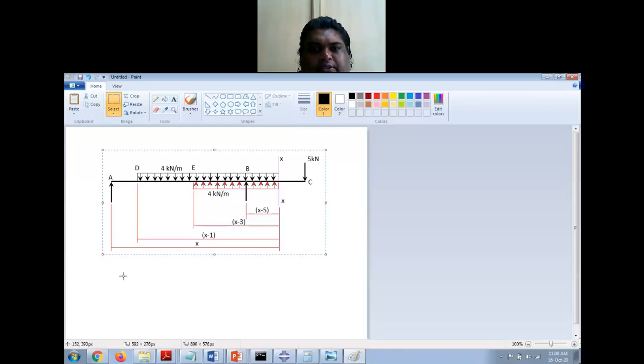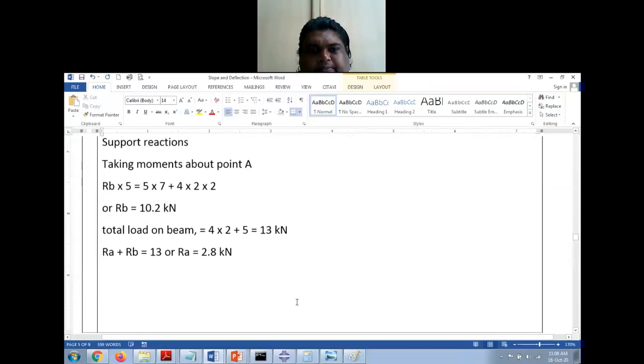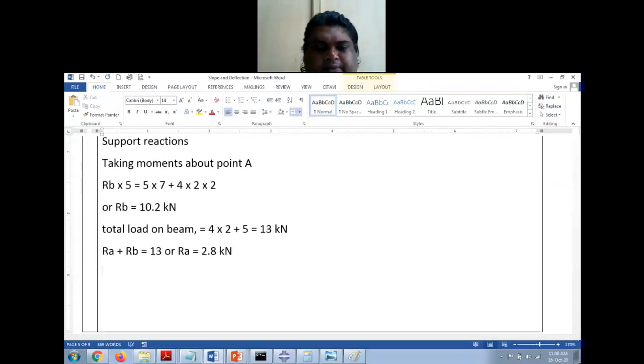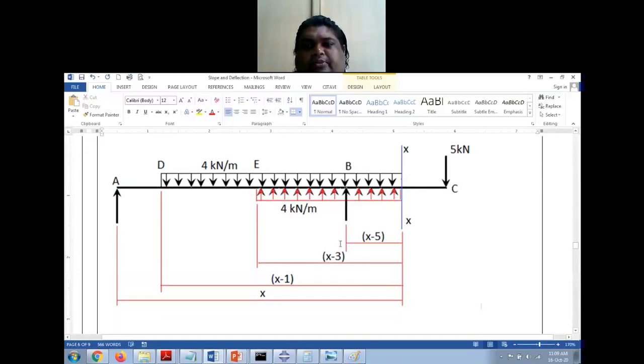The modified beam is shown below. Okay, so this is my modified beam. Now based on this, I am going to solve the numerical.